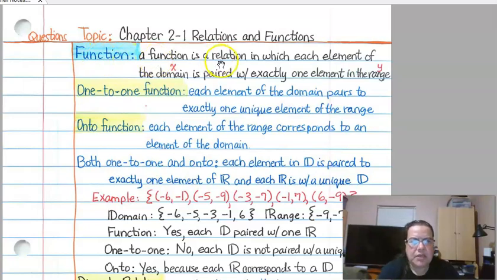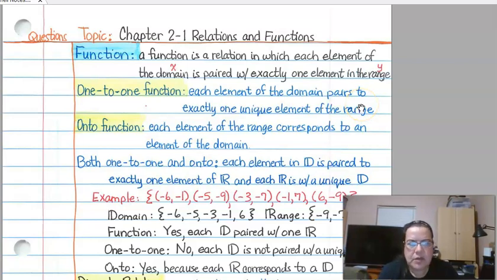A function is a relation in which each element of your domain, which are all your x's, is paired with exactly one element of the range, which are your y's. So x doesn't repeat. For every x you have, you've got one element in the y that pairs up with it. A one-to-one function is one where each element of the domain pairs to exactly one unique element of the range. So kind of like what I just explained.